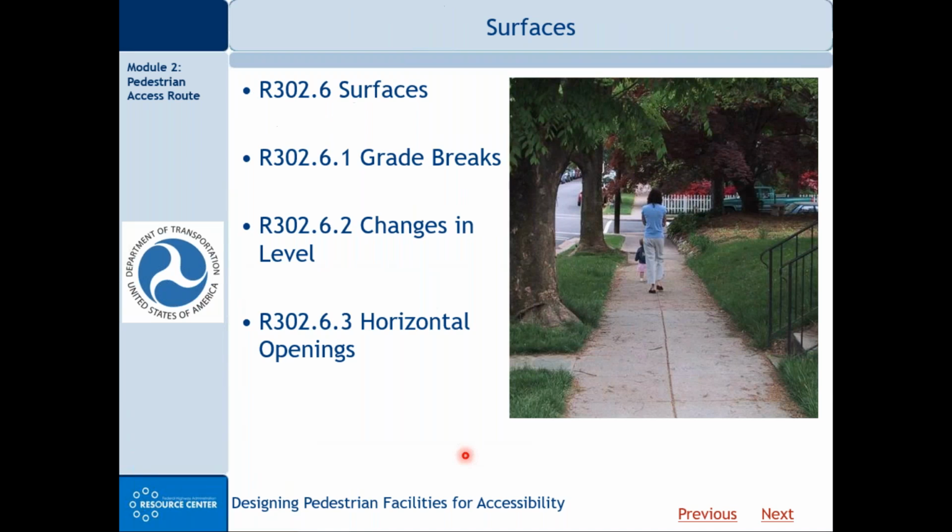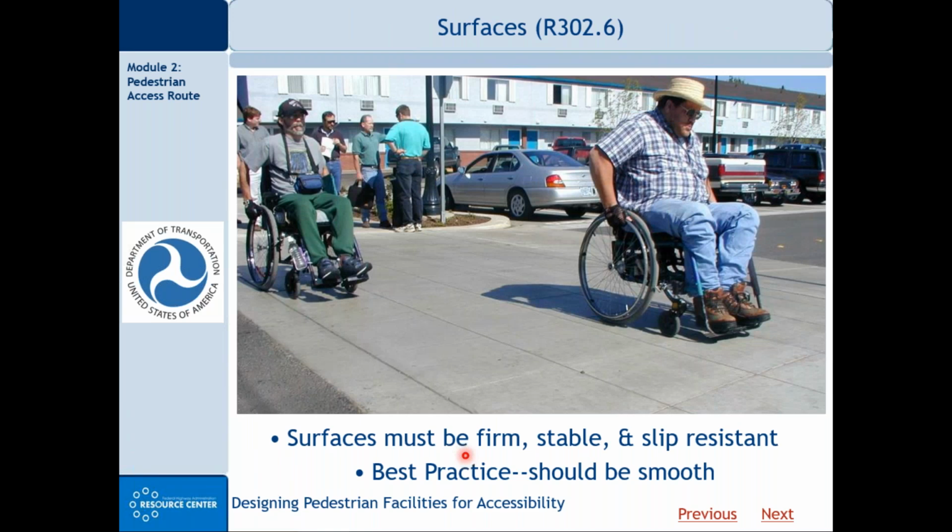The PAR also addresses surfaces. And you can see there's kind of subtopics under surfaces, including grade breaks and changes in level and openings in the surface. PROWAG is pretty generic when it comes to surfaces. It says they must be firm, stable, and slip resistant. In my opinion, the best practice is they should be smooth. But the key thing is firm, stable, and slip resistant.